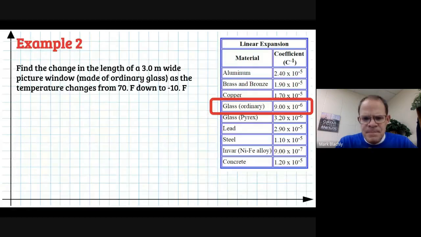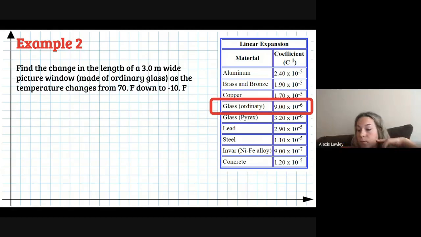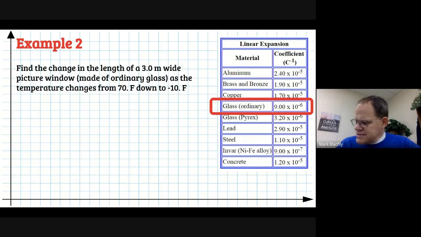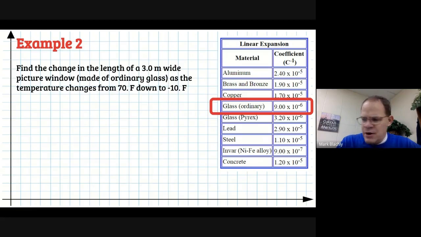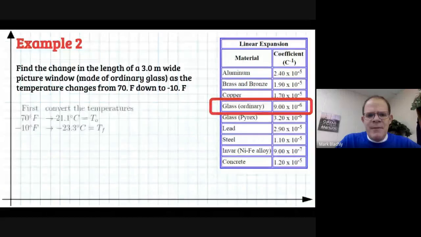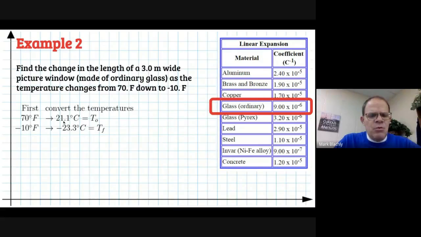Got it there, Lexi? Yeah, 21.1. That's right. 70 degrees Fahrenheit is 21.1 degrees Celsius. So that is the initial temperature. Ozair, you got the negative 10 converted? Is it negative 23? It is. That's right. Negative 23. So here's what we have. I convert my temperatures, and 70 becomes 21, negative 10 becomes negative 23. And so it starts at 21, it ends up at negative 23, that's the final.